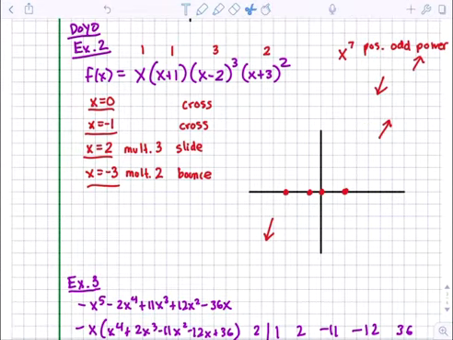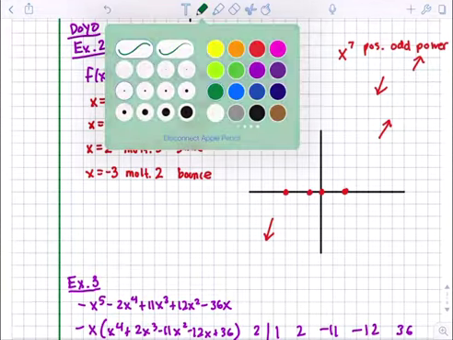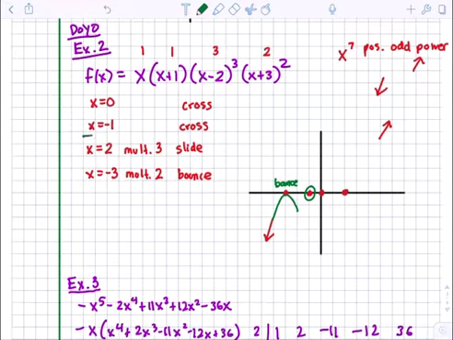Alright, time to graph. So, our first one that I'm looking at is x is equal to -3. I'll do a different color. x is equal to -3. That means it's going to bounce, right? Do you guys see that? At x is equal to -3, it's going to bounce. So, right there, and it bounces. Now, the next one, right there, x is equal to -1, that means it's going to cross. So I know my polynomial right there is going to cross at that point. Cross.